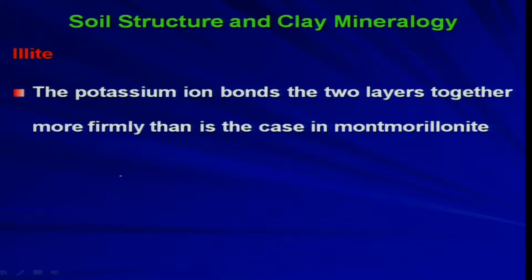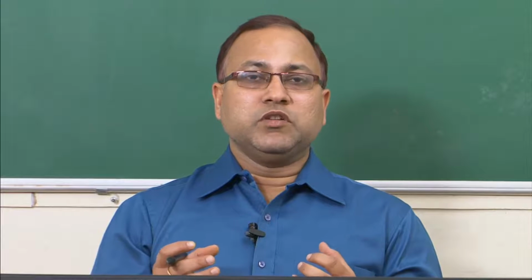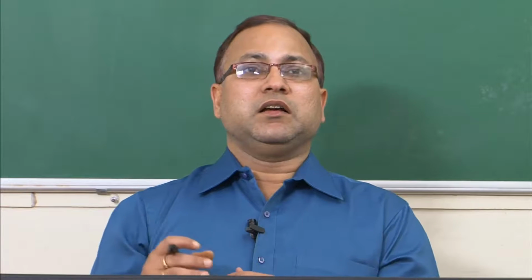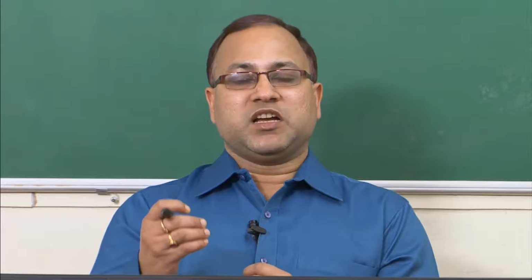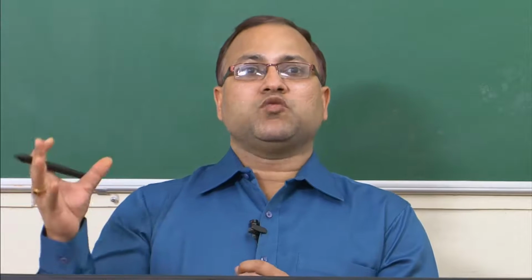So, in the Montmorillonite we had the van der Waals bonding, but this potassium ion in the case of Illite will create a bond which is a little bit stronger than that in Montmorillonite. Illite therefore does not swell as much in the presence of water as Montmorillonite, because of the strong bond created by the potassium at the interlayer. It will not allow that much water to come inside the interlayer, and so that is why it will not be that active in water absorption, whatever you have seen for the Montmorillonite.